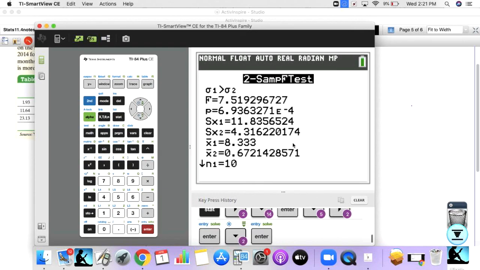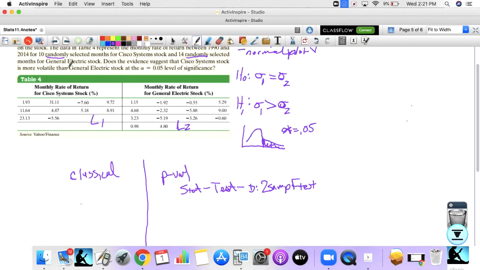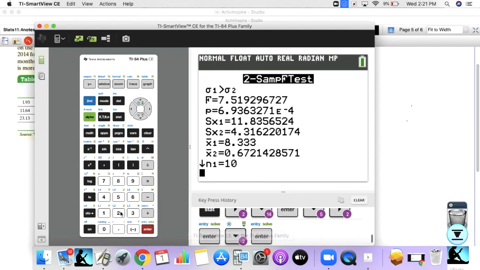And here I get that my test statistic, which happens to be an F score because I'm dealing with my F distribution, is 7.5193. Okay. And then my p-value is 6.9363. So I'll put the 7.5193 over here because I'm going to use the F score on my classical. It was 7.5193.